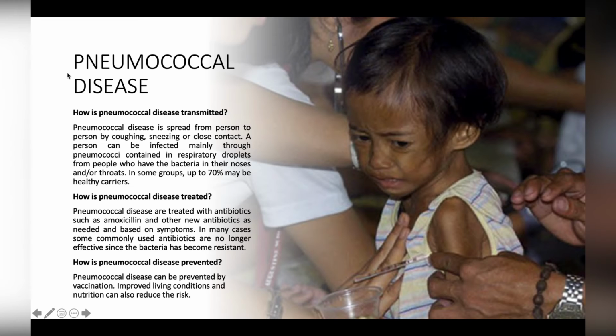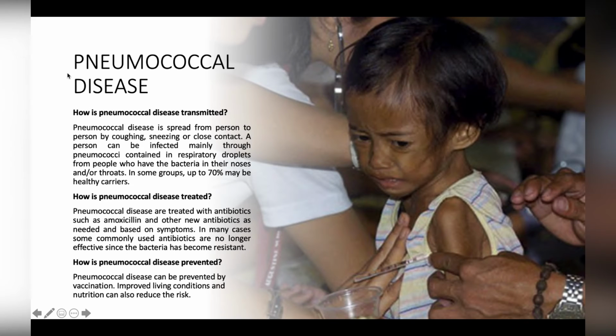How pneumococcal disease is transmitted. Pneumococcal disease is spread from person to person by coughing, sneezing, or close contact. A person can be infected mainly through pneumococci contained in respiratory droplets from people who have the bacteria in their noses and throats. In some groups, up to 70% may be healthy carriers.